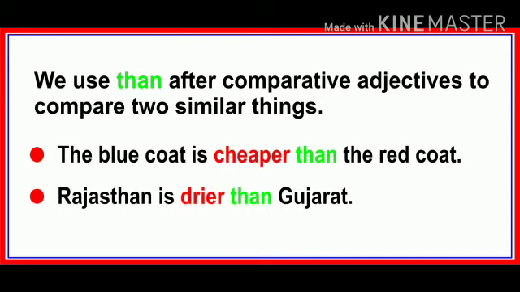We use than after comparative adjectives to compare two similar things. Have a look at an example. The blue coat is cheaper than the red coat. Comparison between two coats, and we have used than. Rajasthan is drier than Gujarat. Again the comparison between two places, and we have used than.